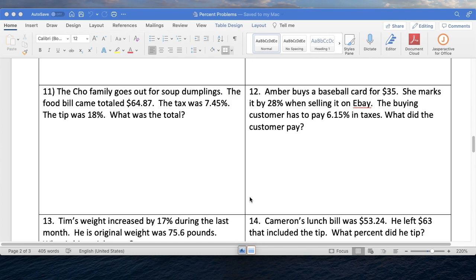I made a cup of noodles here. All right, I can eat and do this at the same time. We have food.